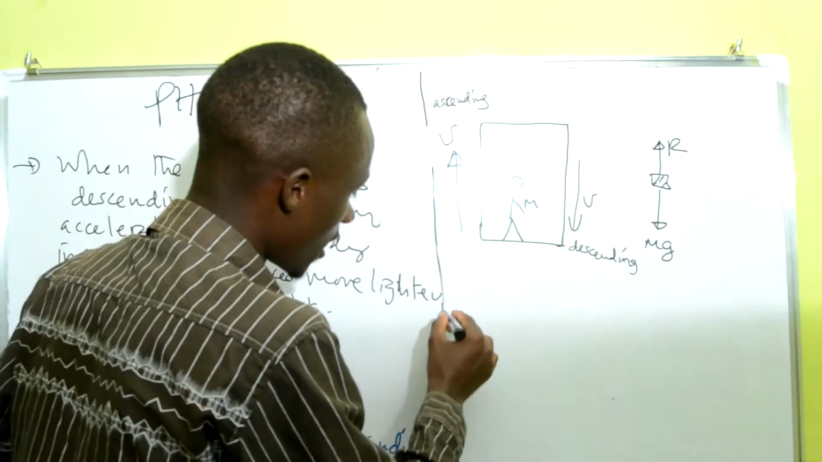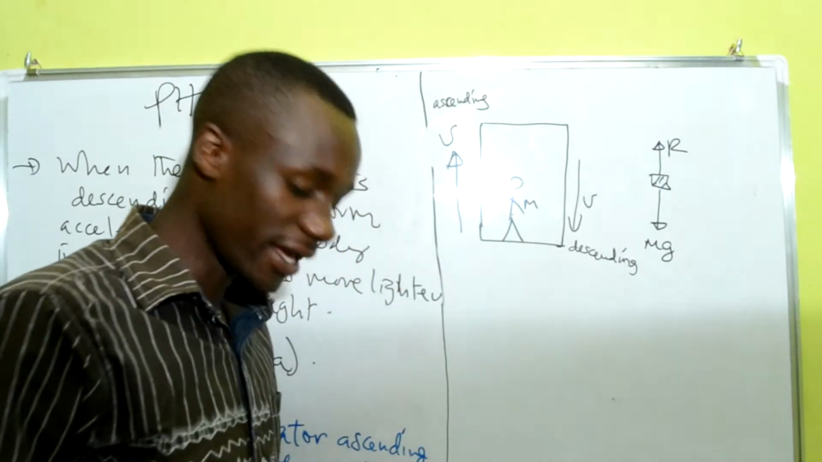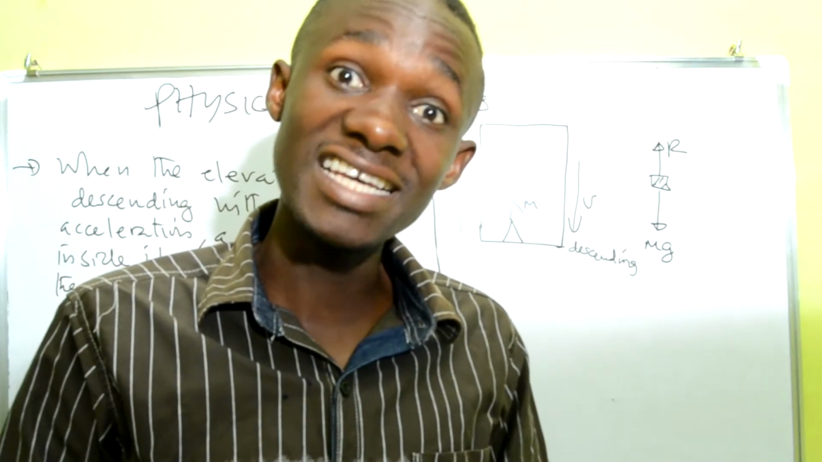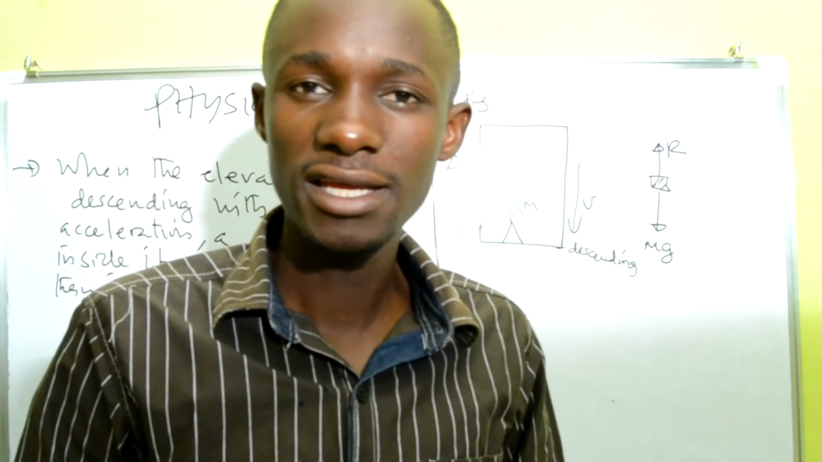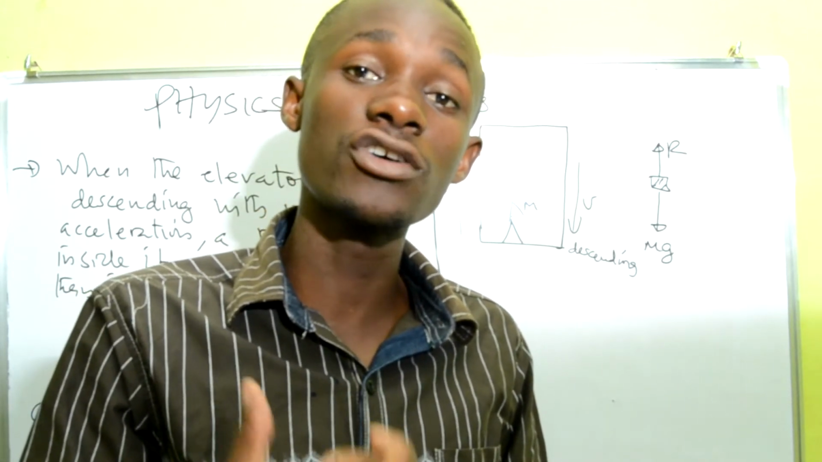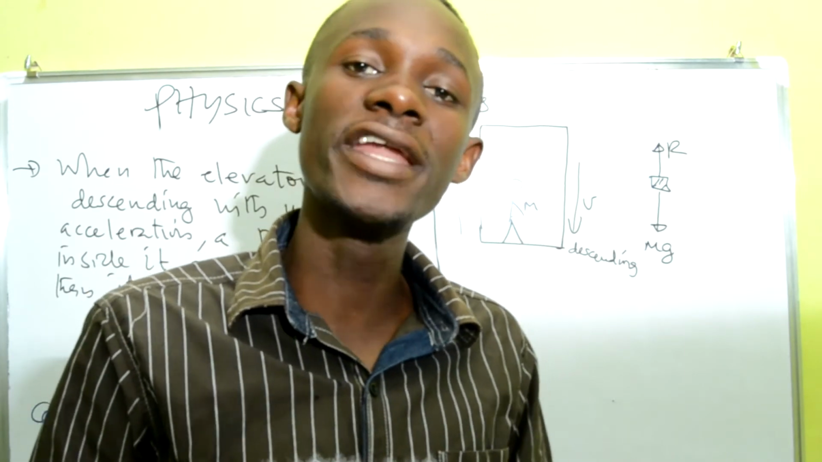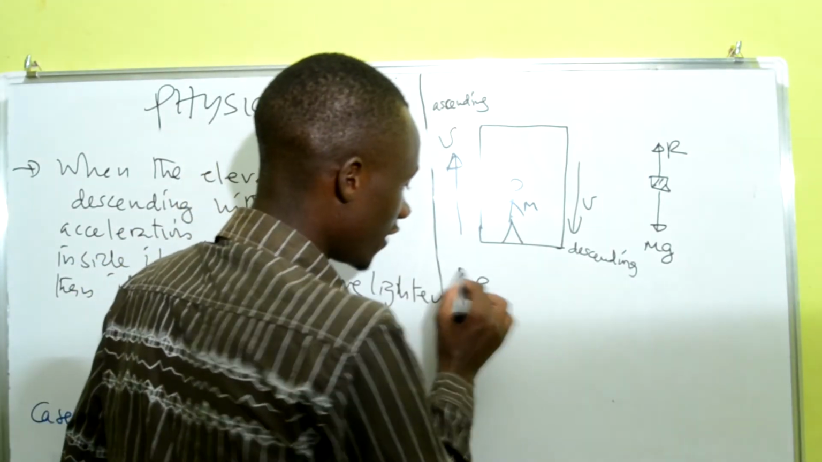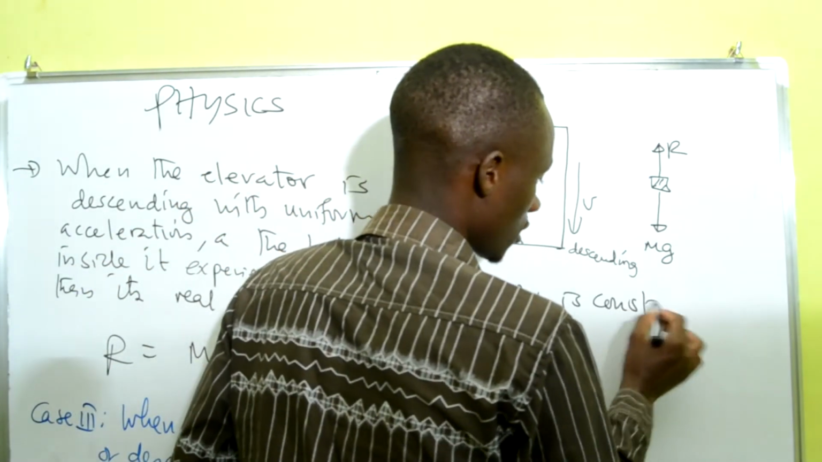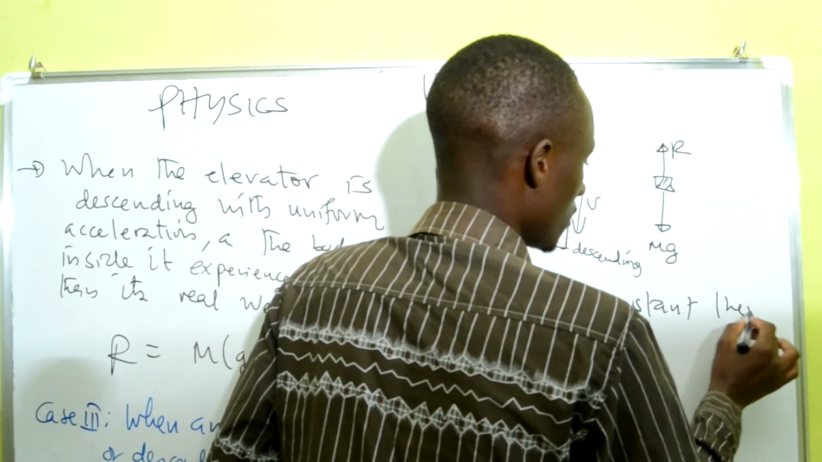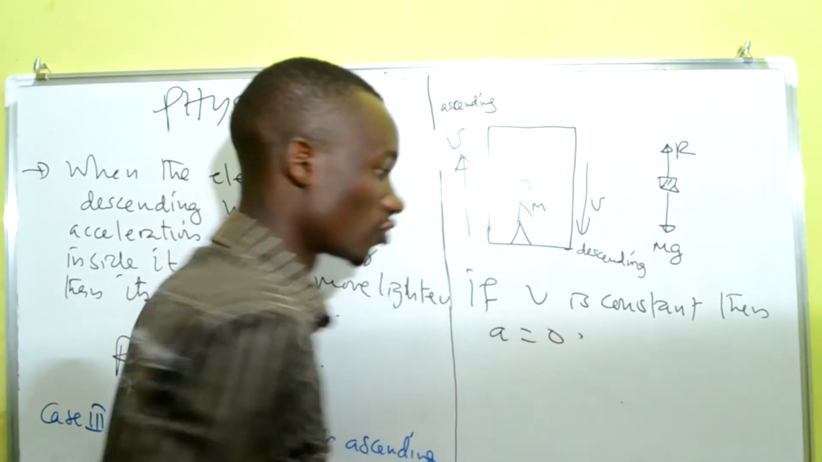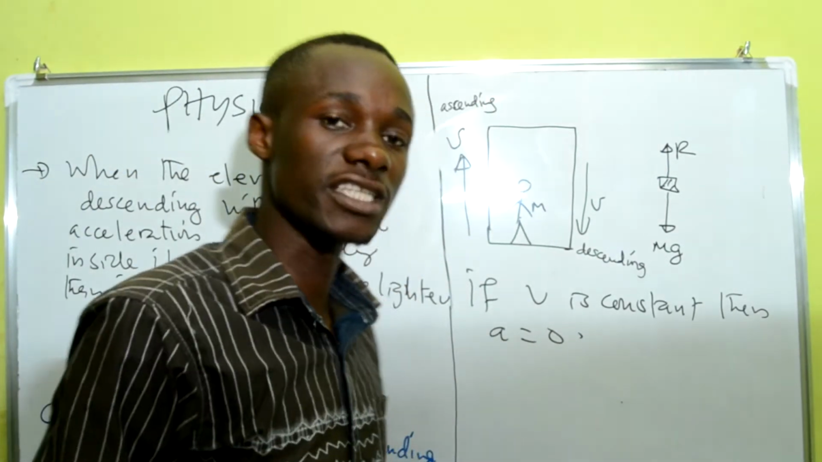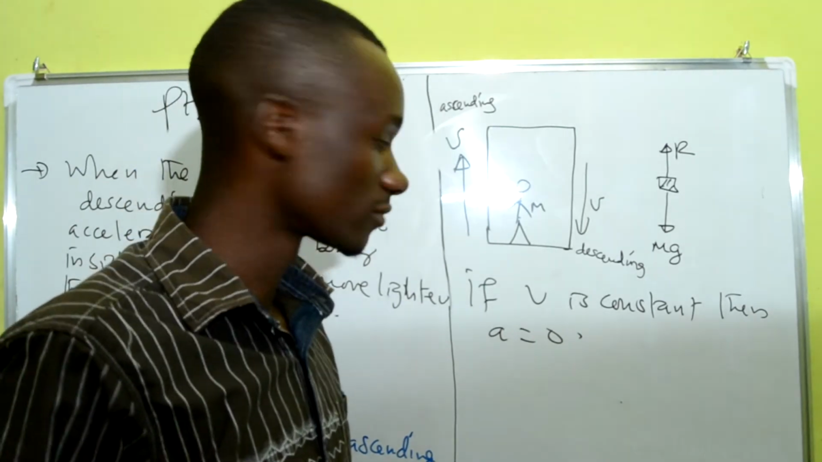The fact here is that when a body is moving with the constant velocity, it means there is no change in velocity. And if there is no change in velocity, the acceleration of such a body is 0. Now, if v is constant, then acceleration a is equal to 0, meaning change in velocity is 0.